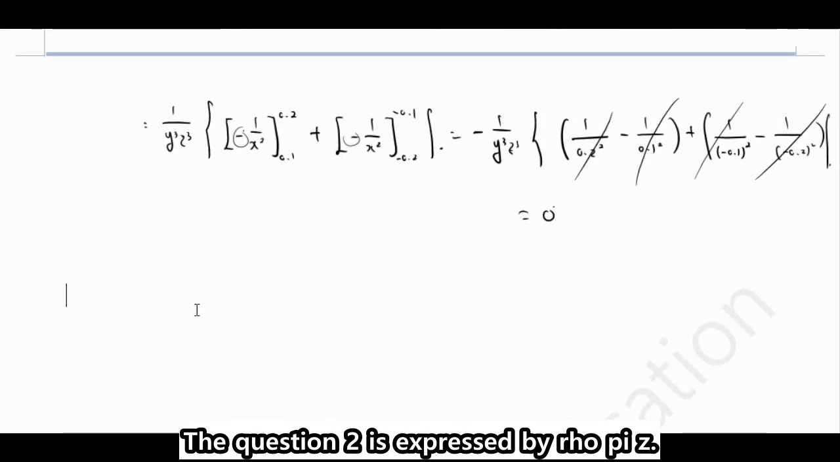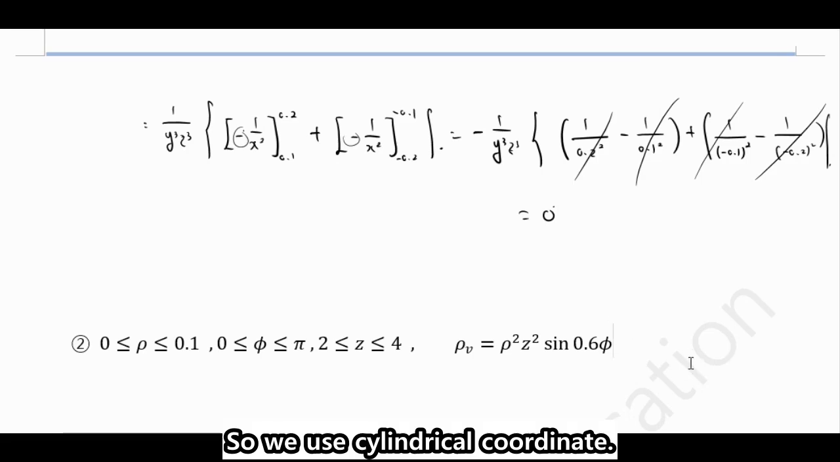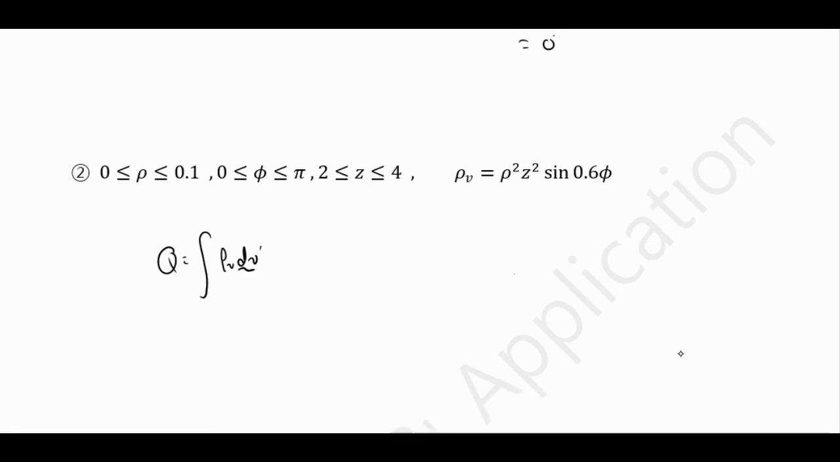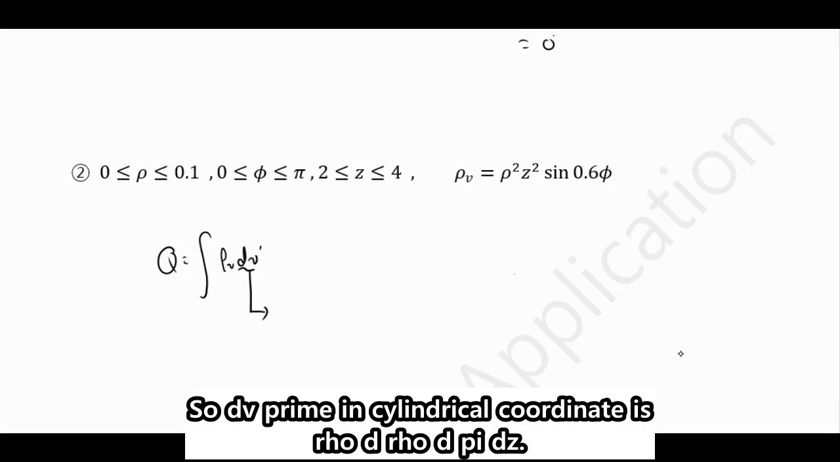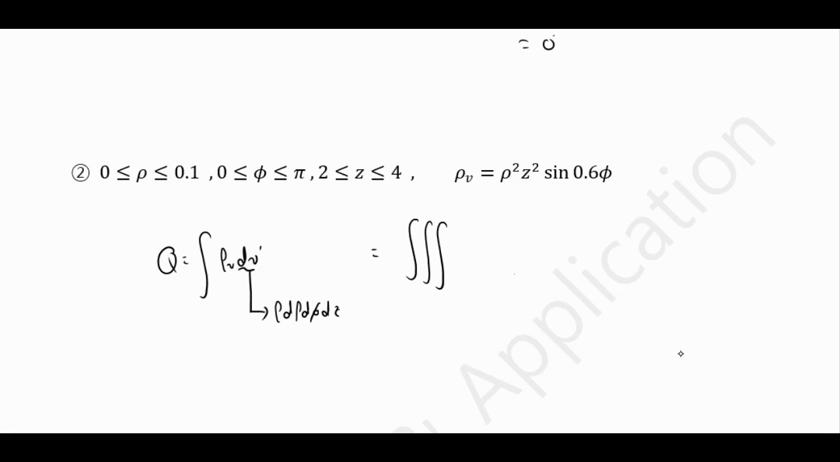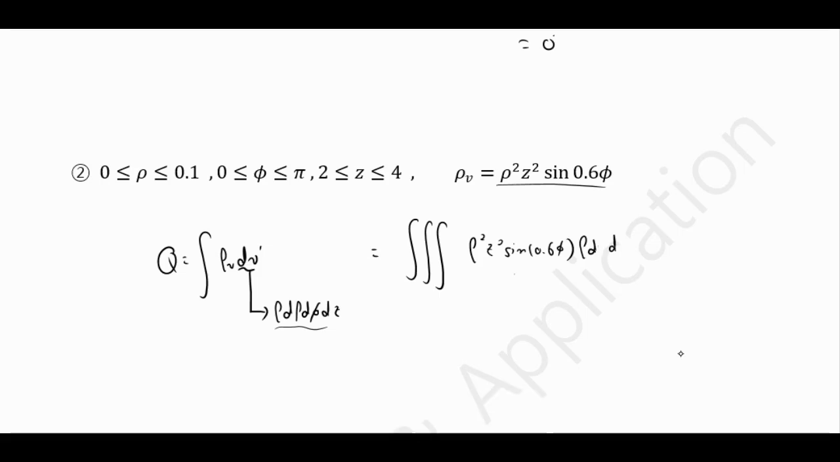Question 2 is expressed by rho, phi, z, so we use cylindrical coordinates. The total charge Q is the integral of rho v dv prime. So dv prime in cylindrical coordinates is rho d rho d phi dz. This is a triple integral, and rho v is rho squared z squared sine 0.6 pi, and dv prime is rho d rho d phi dz.